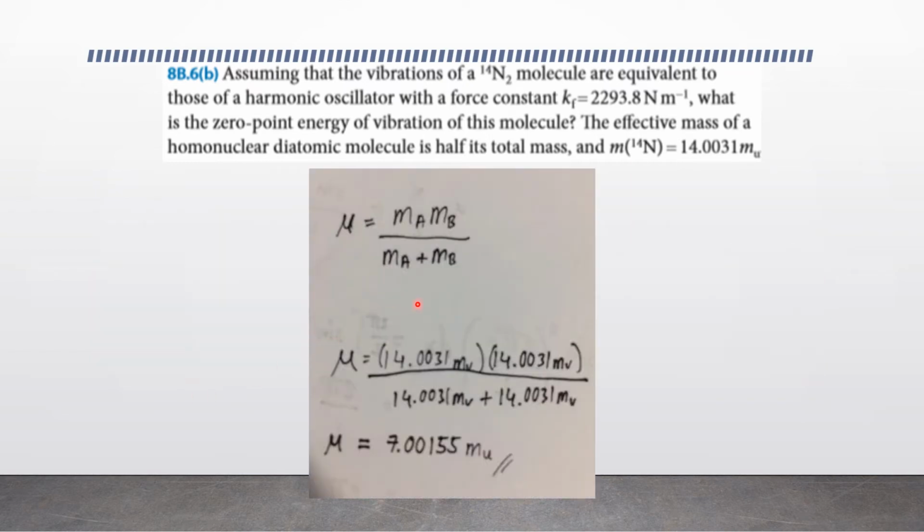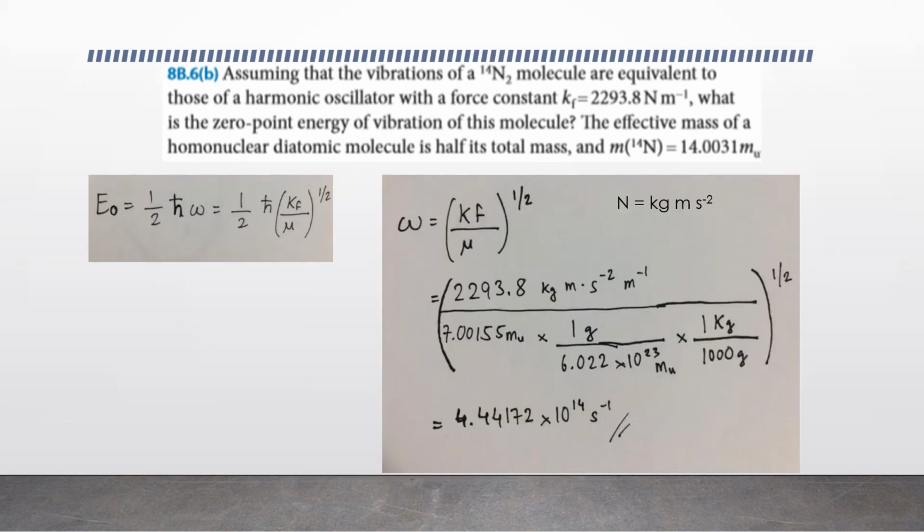Because we are dealing with a dinitrogen molecule, mass A and mass B are just the same. So plugging in the values for mass A and mass B, and after solving it using a calculator, you will come up with 7.00155 atomic mass units. So now that we solved for the reduced mass, we can solve for this part of the equation, where omega is equal to the square root of the force constant divided by the reduced mass.